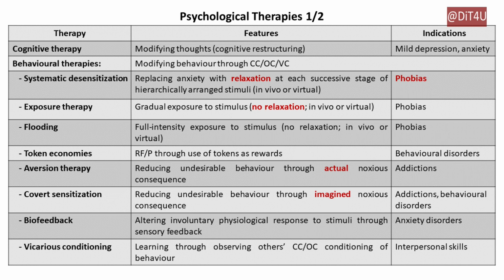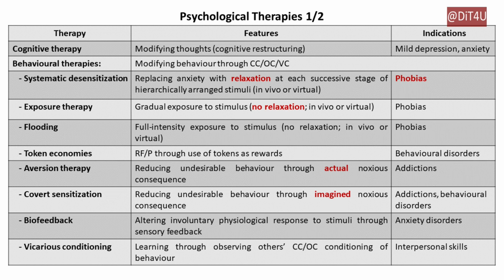Exposure therapy, gradual exposure to stimulus. No relaxation. That is why I keep telling you about relaxation. In systematic desensitization, there is relaxation. Exposure therapy, no relaxation. Again, it can be in vivo or virtual. Phobias, again, are the indication. This is also gradual exposure to stimulus. The only difference is no relaxation technique as in systematic desensitization.